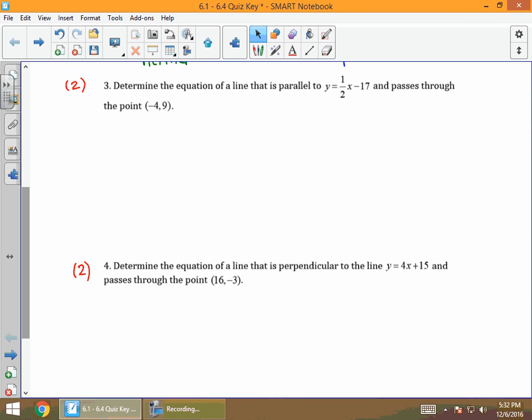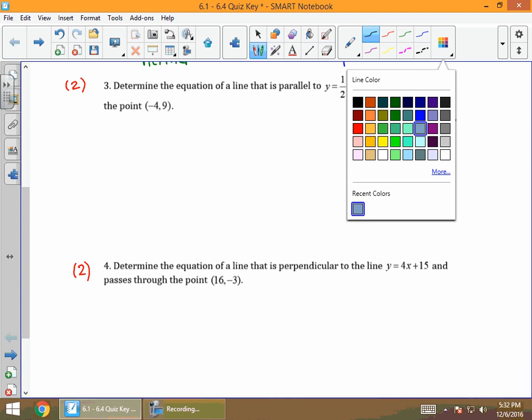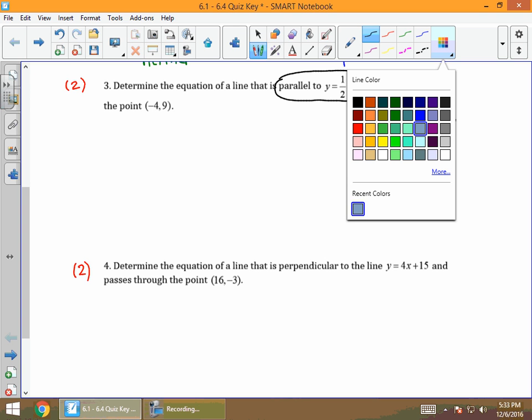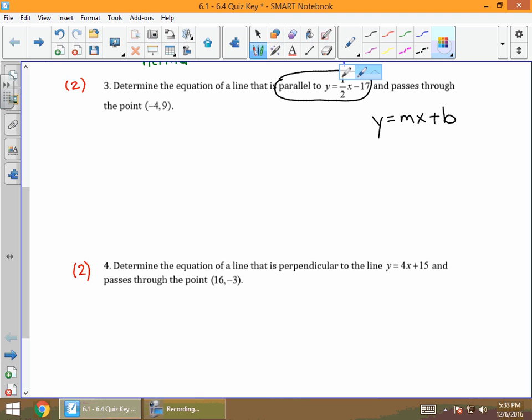So the first thing I need you to know is I'm looking for an equation that is in the form y equals mx plus b. All right, so I need y equals mx plus b. So this problem says it has to be parallel to that line. Parallel means same slope. So I have an m value of 1 over 2.